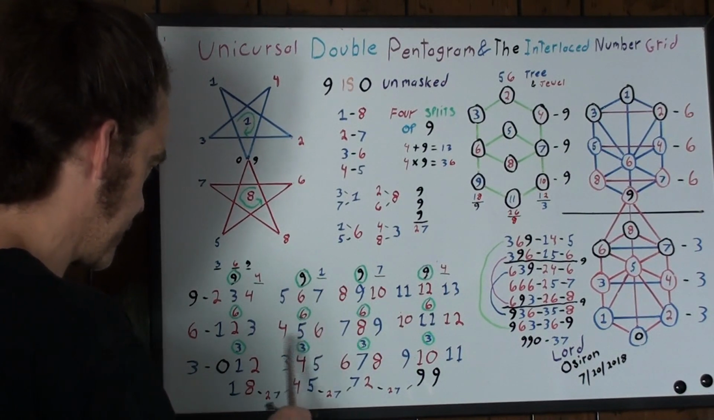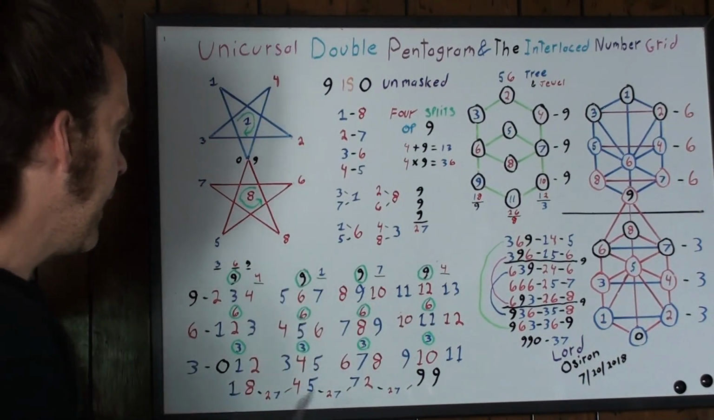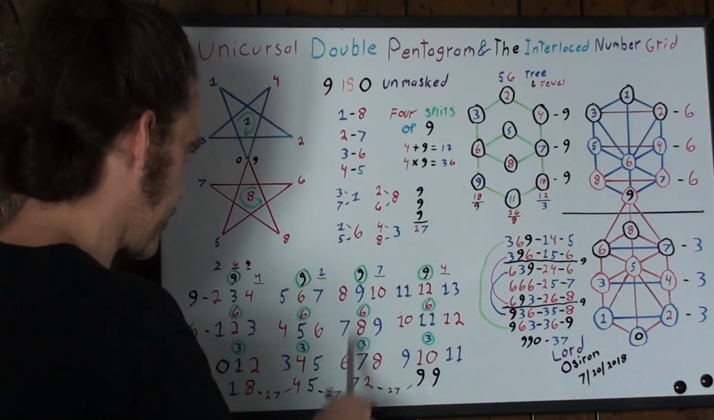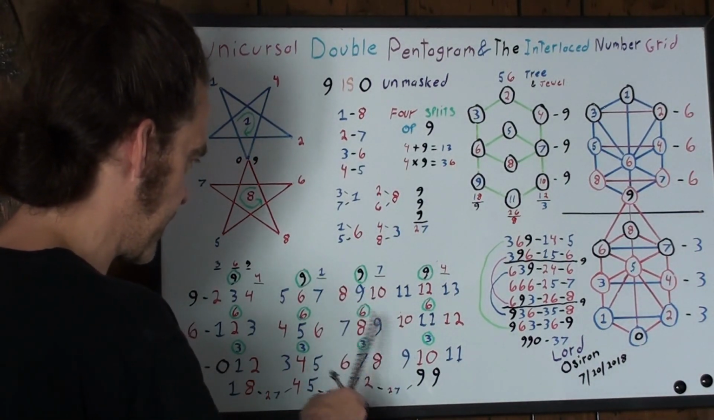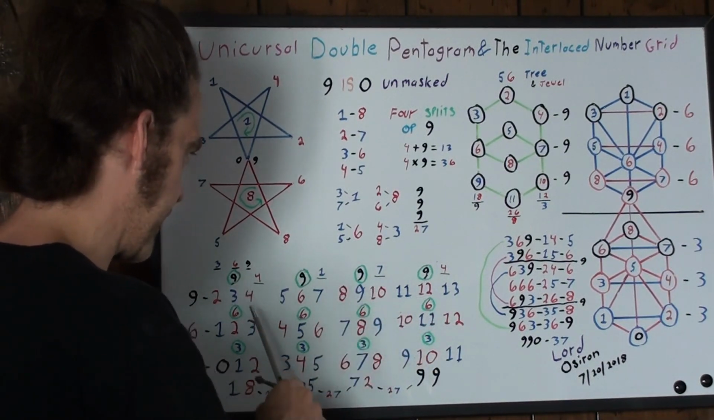7 and 3 is 10, which becomes 1. 5 and 5 is 1. 6 and 4 is 1. And 6 and 4 is 1. This one reduces to 7. 6 and 1 is 7. 8 and 8 is 16, which is 7. 7, 7, 7. And then the last one is just the first one all over again.